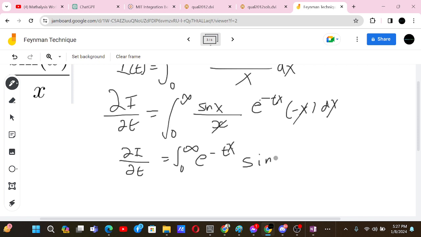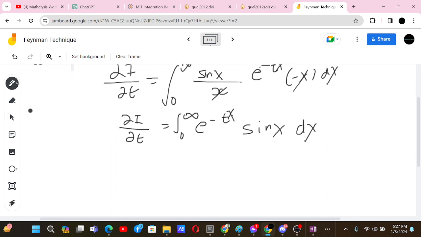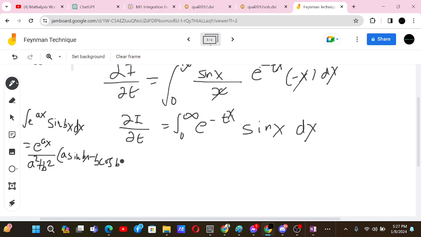Now let me remind you of the formula for integral of e to the power ax sine bx dx that we learned in high school. This is e to the power ax by a square plus b square times (a sine bx minus b cos bx). Yeah, so this is the formula.